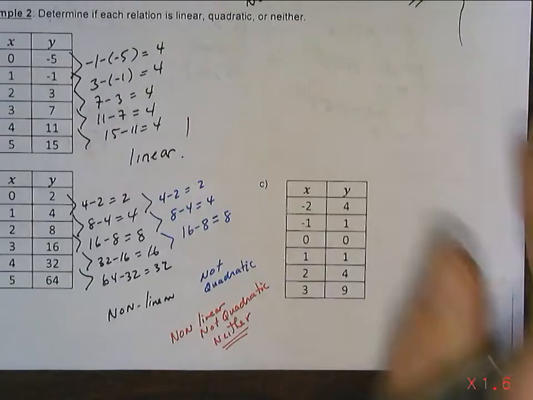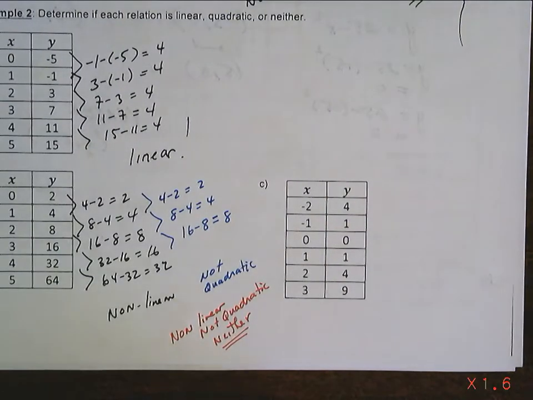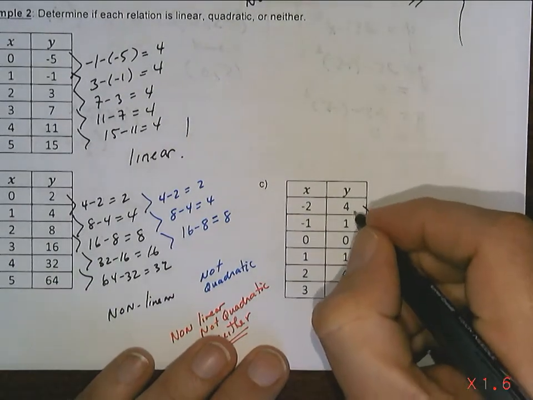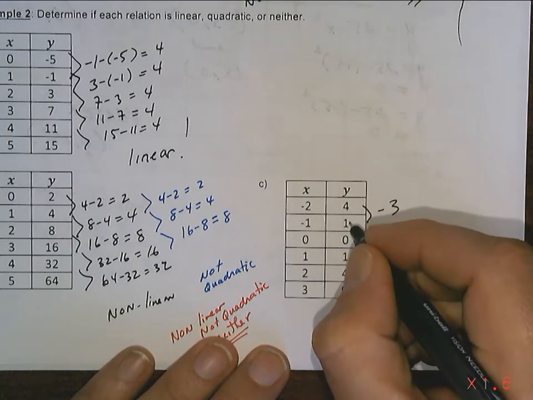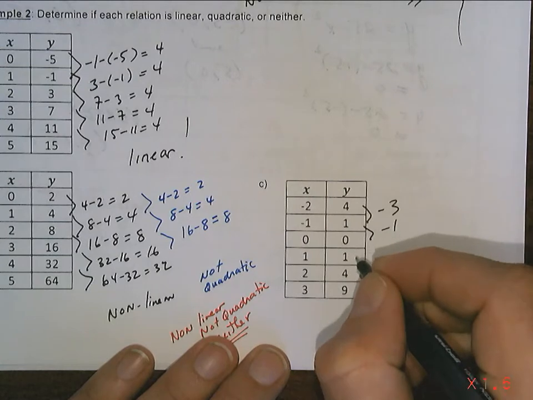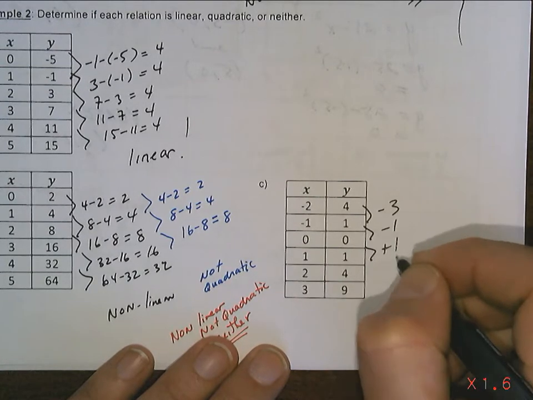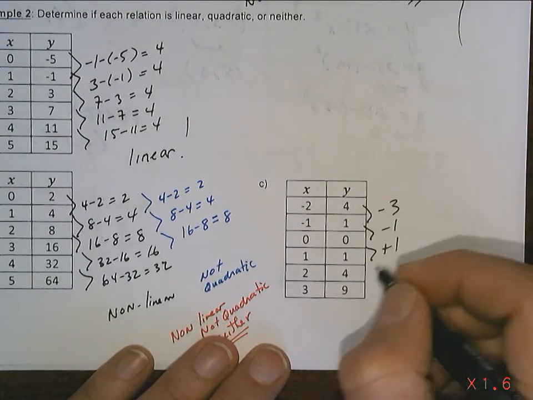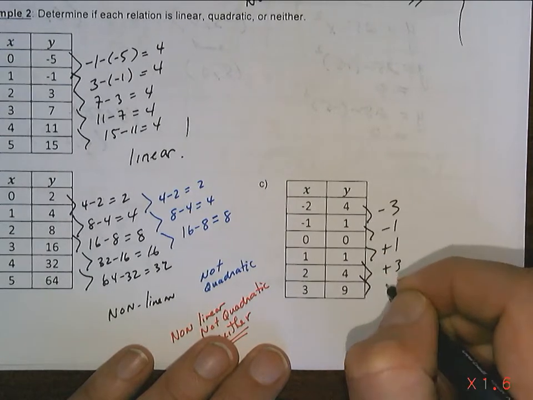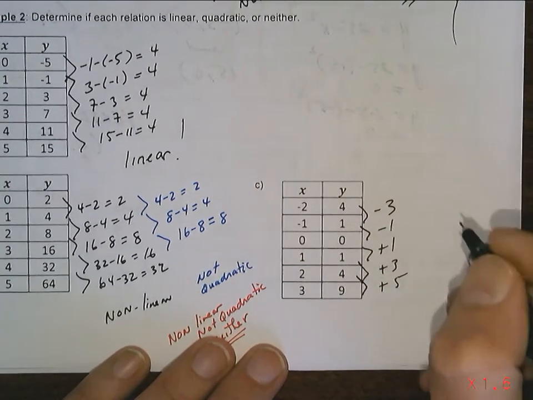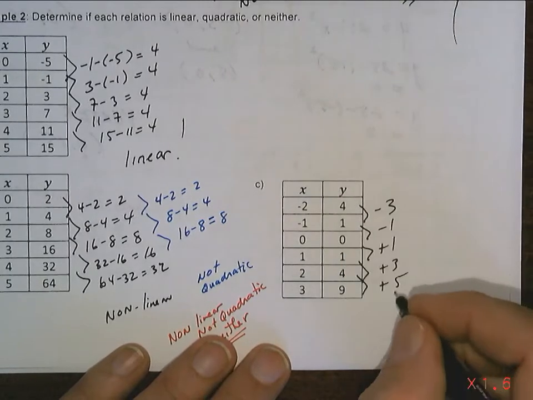And the last one, my first finite differences. So what did it take to go from 4 to 1? -3. What did it take to go from 1 to 0? -1. To go from 0 to 1? +1. That's another way to do these values. What did it take to go from 1 to 4? +3. And from 4 to 9? +5. So my first finite differences are not the same.